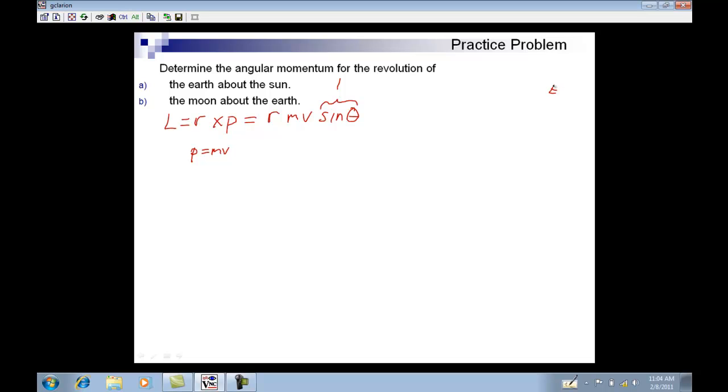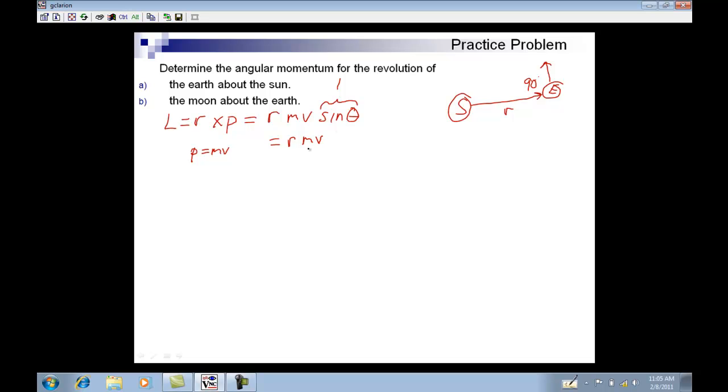Because if I've got the Earth out here, and I've got the sun, my position vector is going to point out like this, R. My momentum vector is going to point in a direction perpendicular to that, in all situations. So this angle is always going to be 90 degrees.